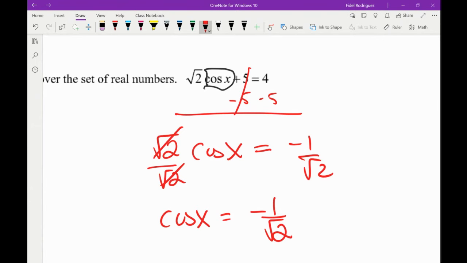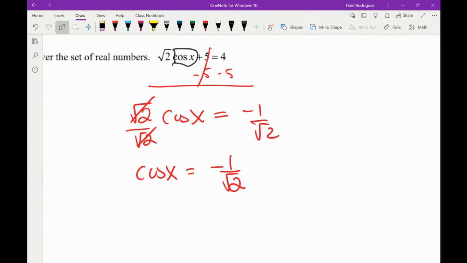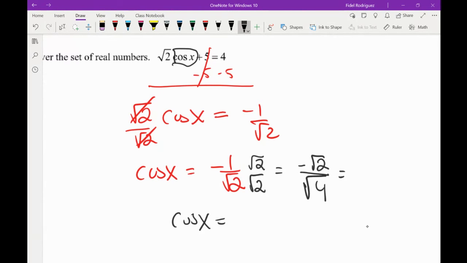So now I have cosine of x is equal to negative 1 over the square root of 2. Remember, typically we don't like to have square roots on the bottom, so we're going to rationalize the denominator. We're going to multiply this by the square root of 2 over the square root of 2. So that's a negative square root of 2 over square root of 4. So this is telling me that the cosine x is equal to the negative square root of 2 over 2.